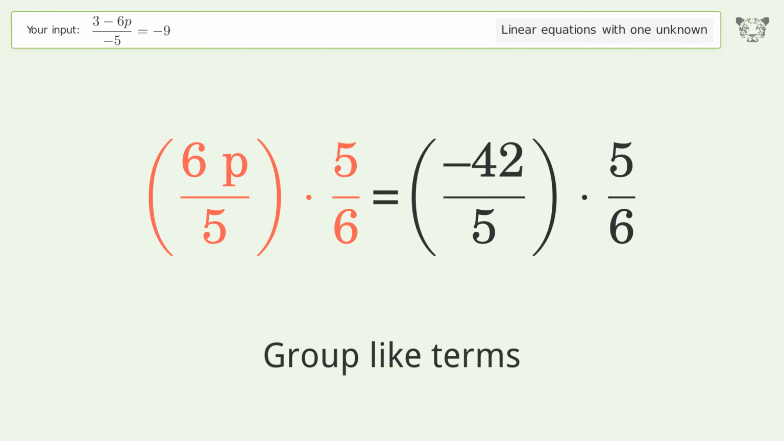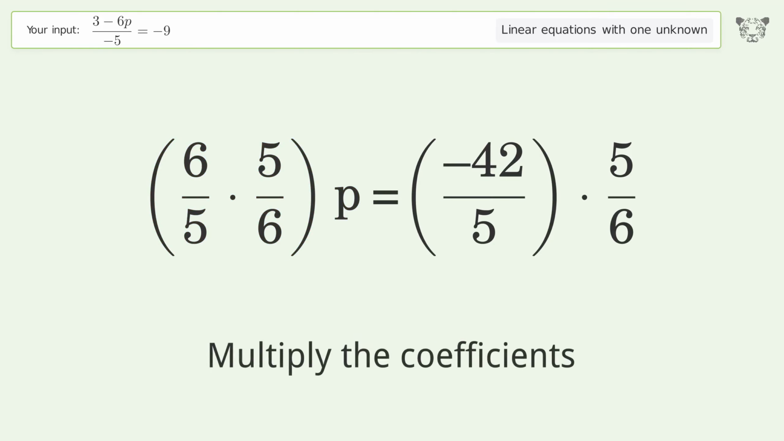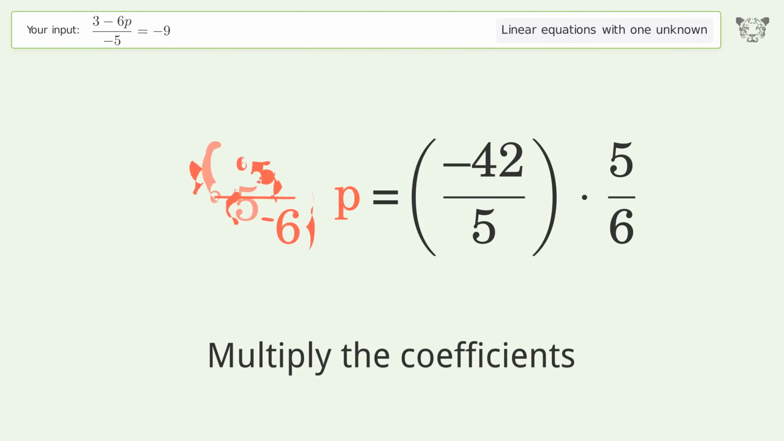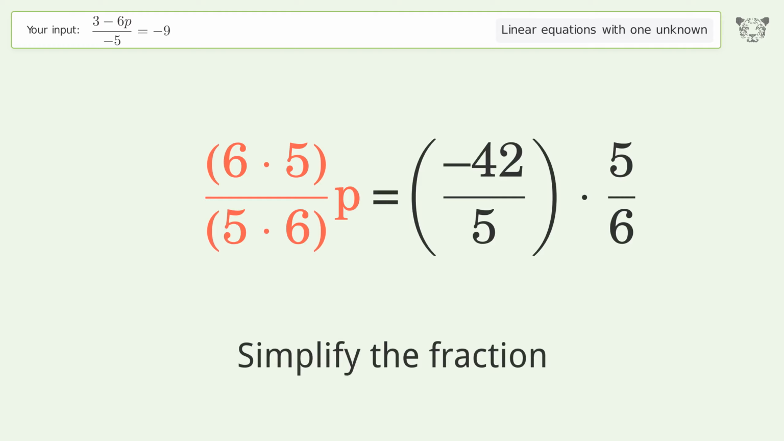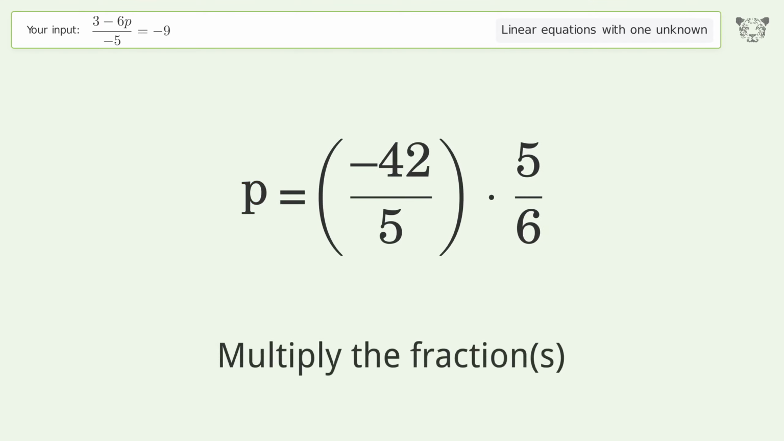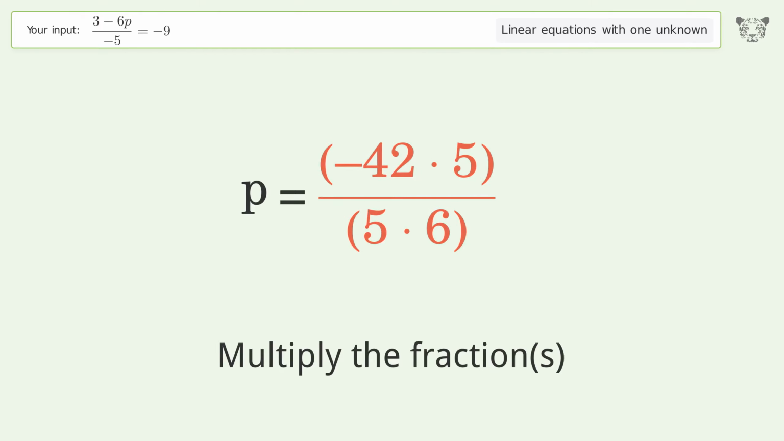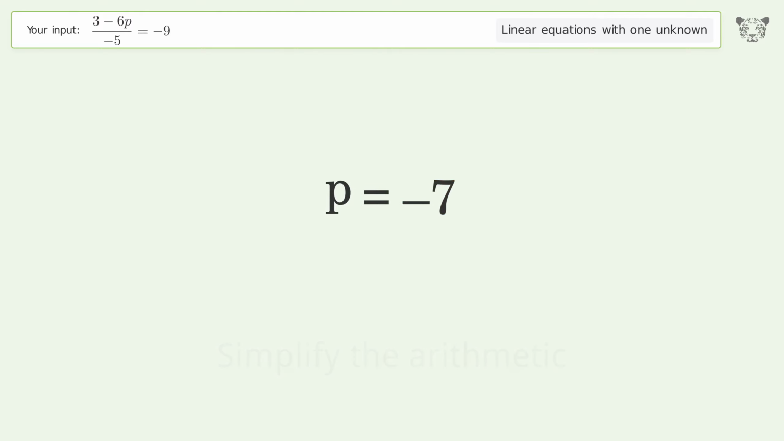Group like terms. Multiply the coefficients. Simplify the fraction. Multiply the fractions. Simplify the arithmetic. And so the final result is p equals -7.